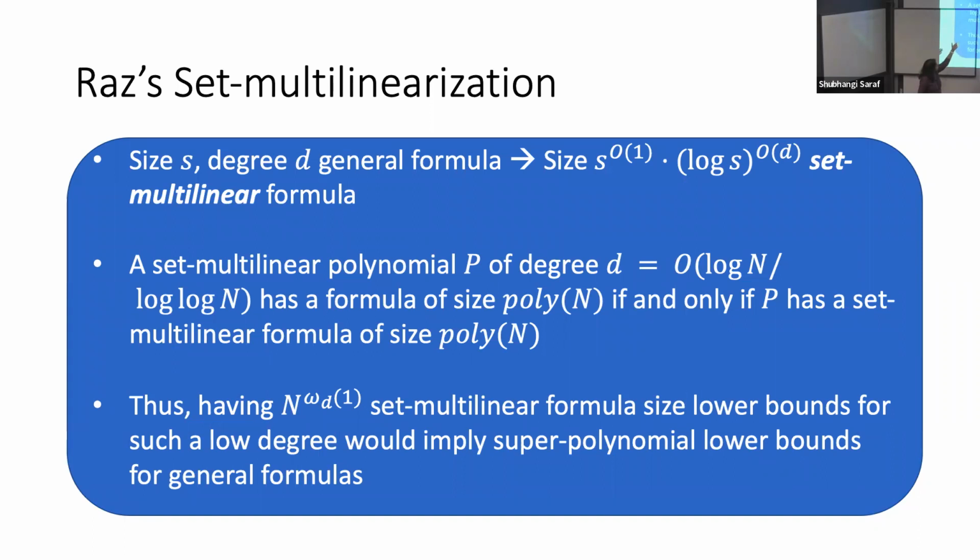You start with an arbitrary formula of size S. You can transform it to a set multilinear formula of size poly S times log S to the big O of D. Again, that means if D is less than log N over log log N, this is all just a polynomial blow up. And so, yes, if you have a set multilinear polynomial of low degree, and if you can prove super polynomial lower bounds for that, then you can translate into super polynomial lower bounds for general formulas. Okay, so having super polynomial set multilinear formula lower bounds for a low degree polynomial implies super polynomial lower bounds for general formulas.